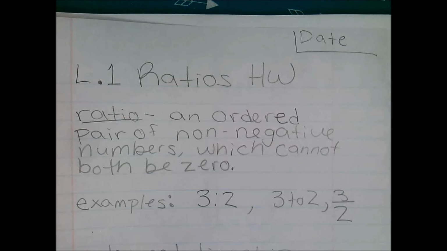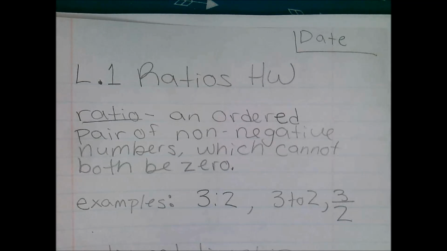So the very first thing is we are going to write a definition. So our definition is for ratio. Now a ratio is an ordered pair of non-negative numbers which cannot both be 0. Now non-negative numbers can be positive and they can be 0. But both numbers cannot be 0.